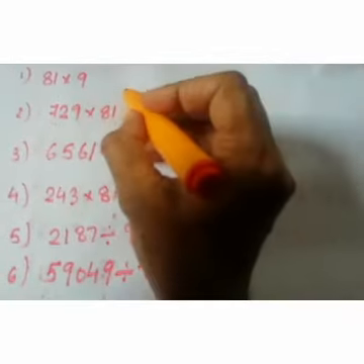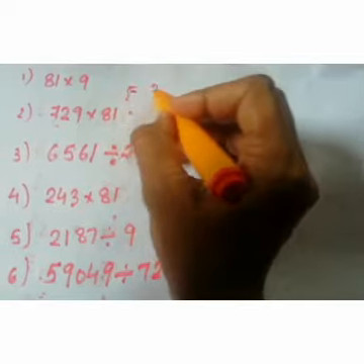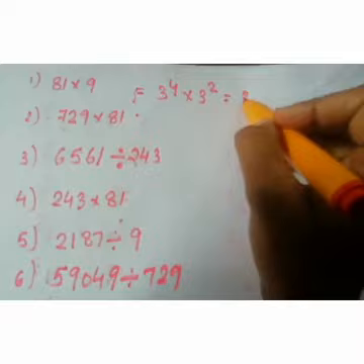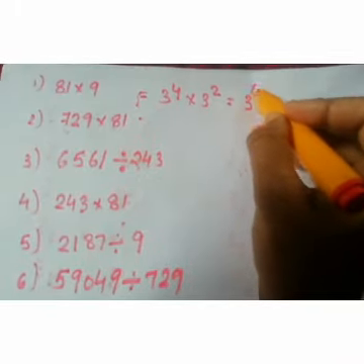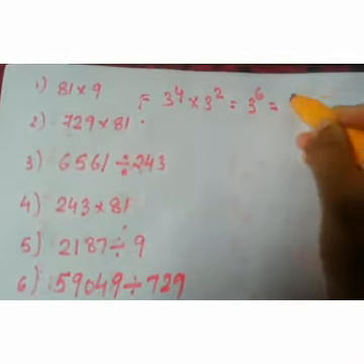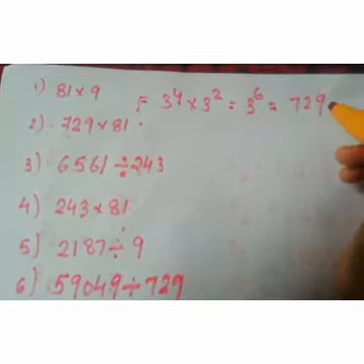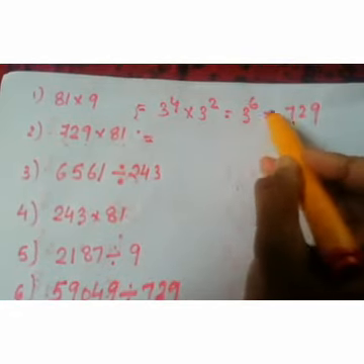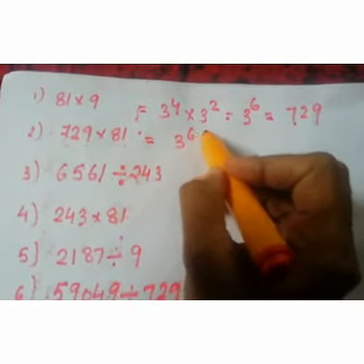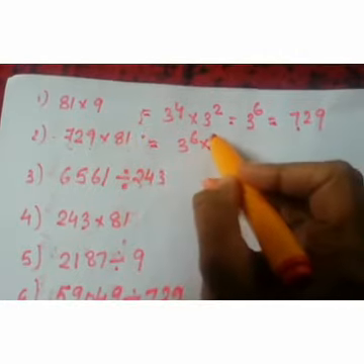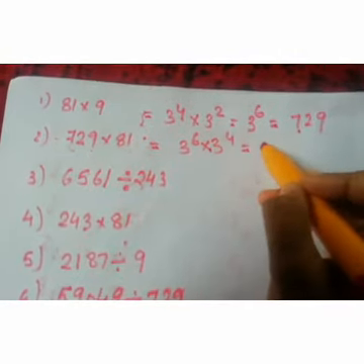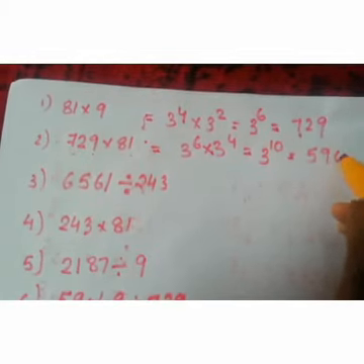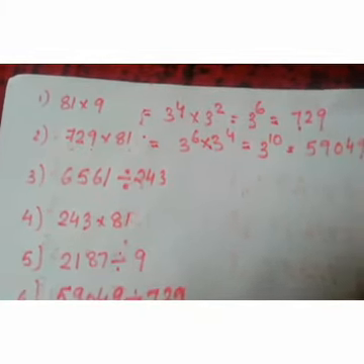81 into 9. 81 means 3 raised to 4 into 3 raised to 2. Overall, 3 raised to 4 plus 2 is 6. 3 raised to 6 is 729. Next, 729 into 81. 729 is 3 raised to 6, and 81 is 3 raised to 4. Total 3 raised to 10. 3 raised to 10 is 59049.